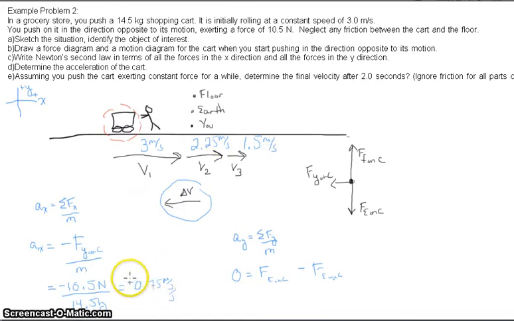So this negative 0.75 meters per second reflects the rate at which the velocity changes. And that's it. Time for number 3.